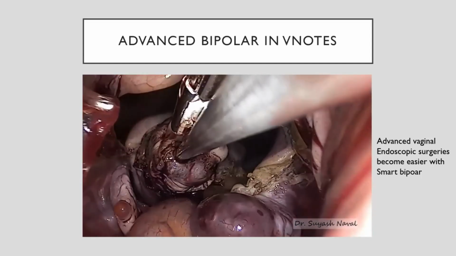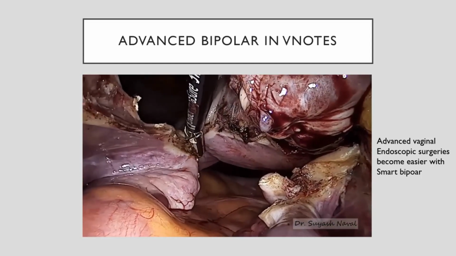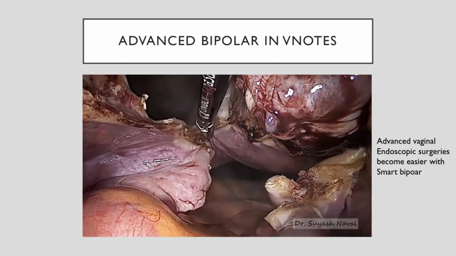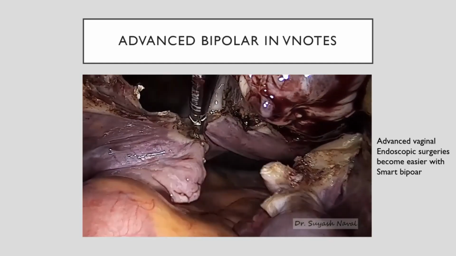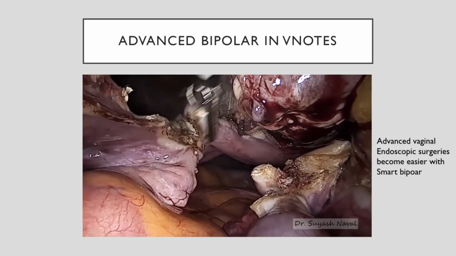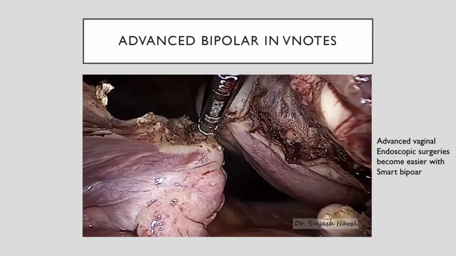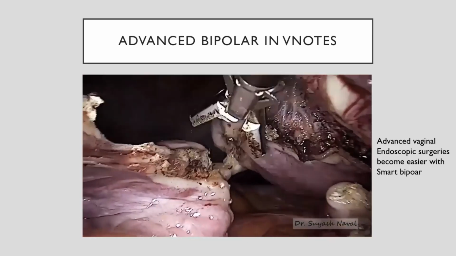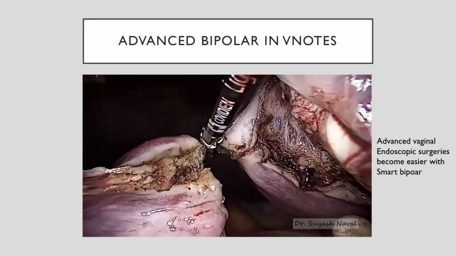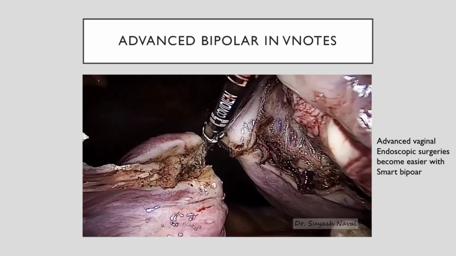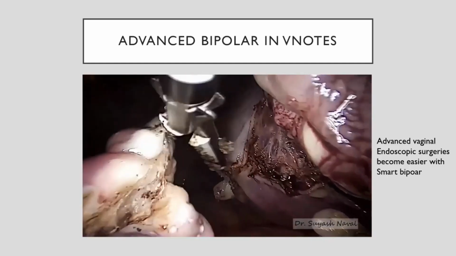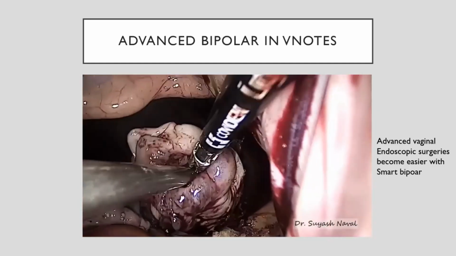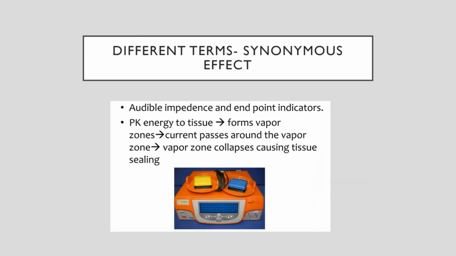All you have to do is grasp the tissue, don't overfill the jaw, apply pressure, wait for the seal cycle, and then cut. And just keep away from all the important structures. So the safety margin is very important. Always have more safety margin than what the company claims. That is the basic idea.